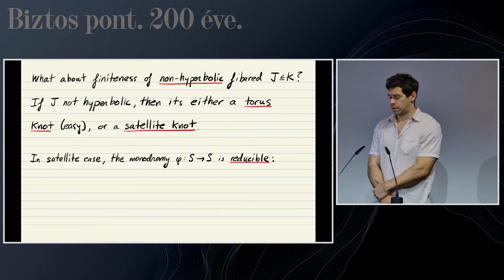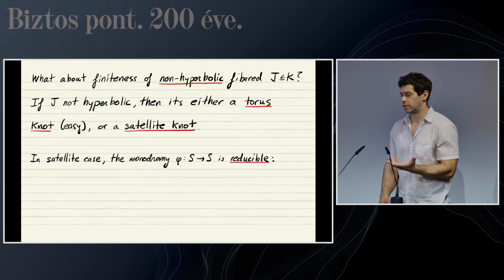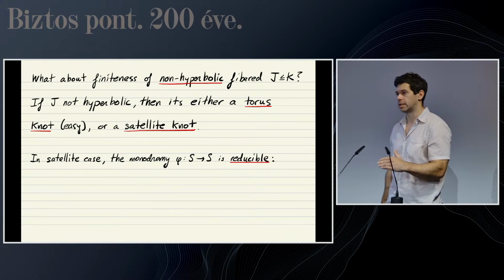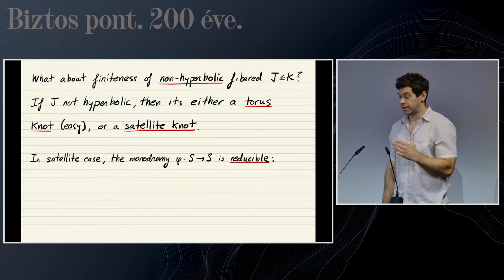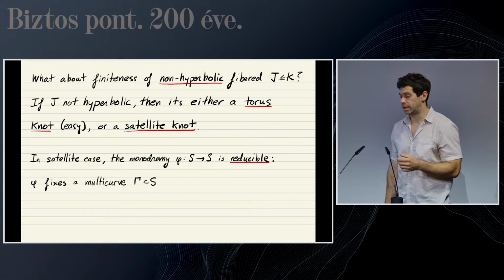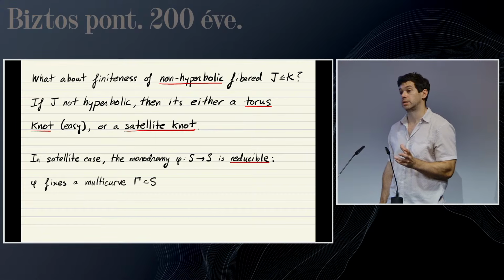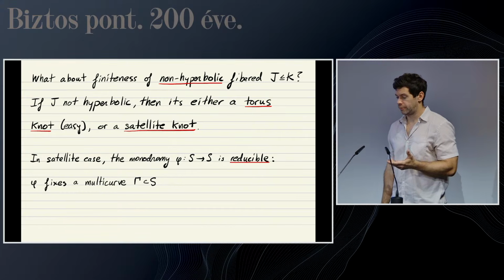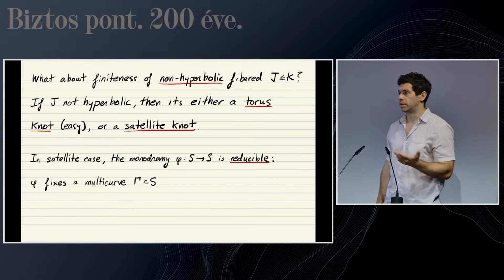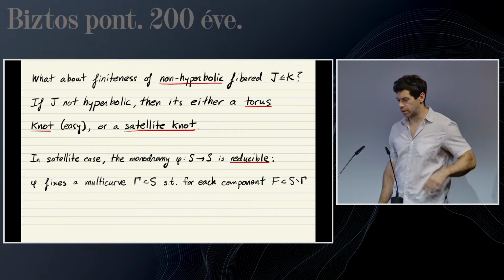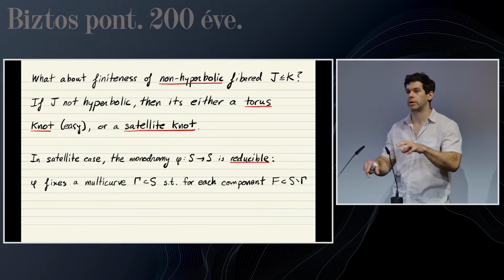Okay, so I said that there's this Nielsen-Thurston classification of surface homeomorphisms. You're either periodic or pseudo-Anosov or reducible. And in the satellite case, that's the case in which the monodromy is reducible. And so what does that mean? That means that it fixes setwise some multi-curve, some embedded multi-curve on the surface. Well, this multi-curve cuts the surface into a bunch of components. And what happens on each component? Well, the components of the multi-curve might be permuted around the surface.